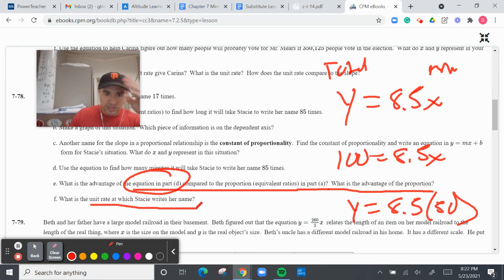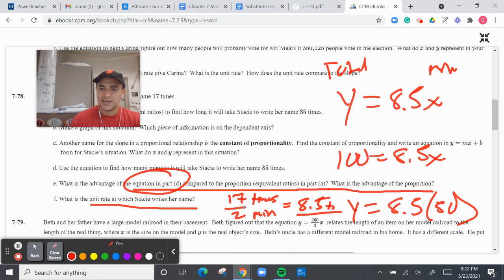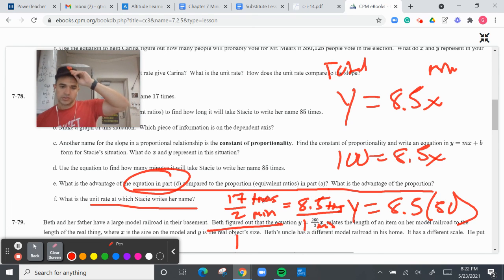What is the unit rate at which she can write her name? Again, as I said before, it is 17 divided by 2. So this is 17 times per 2 minutes. And then you can make that into a decimal, so 8.5. So 8.5 times in 1 minute, or you can put that over a fraction of 1, and then you can figure that out pretty much too. So as long as it's over 1, you're going to be pretty solid.